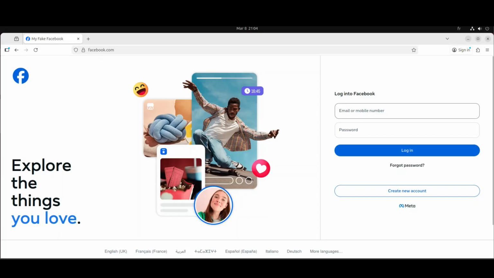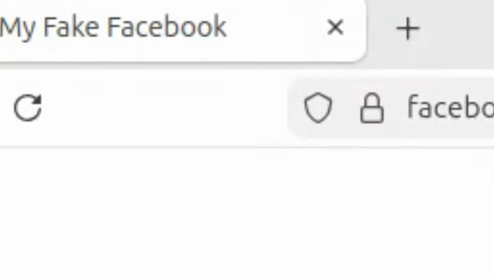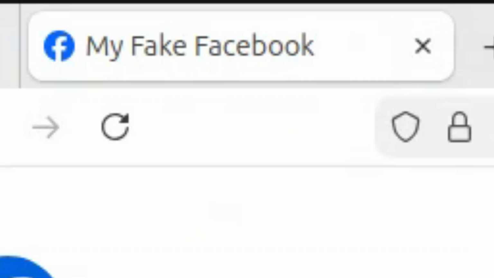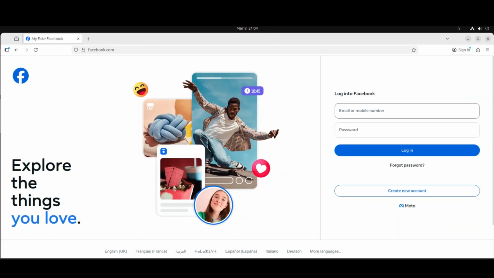Look at this page. It looks exactly like the Facebook login page. The browser even shows the lock icon and the address bar says facebook.com. So the browser believes we are connected to the real Facebook website. But what if I told you this page is actually hosted on my own machine? This is not Facebook's server, it is a fake website running locally.